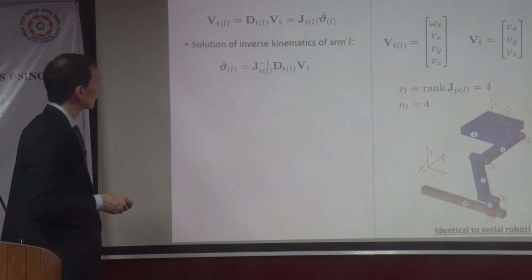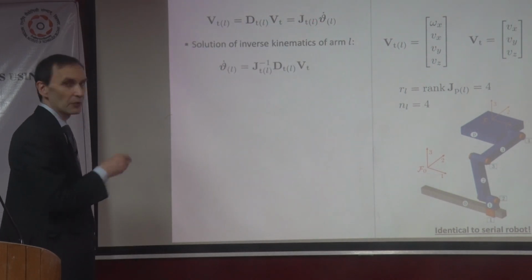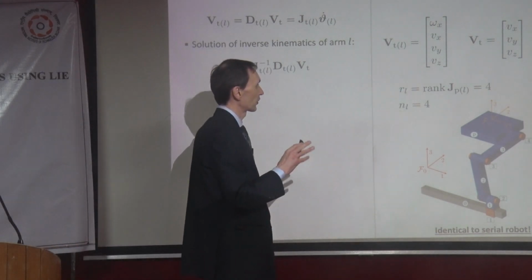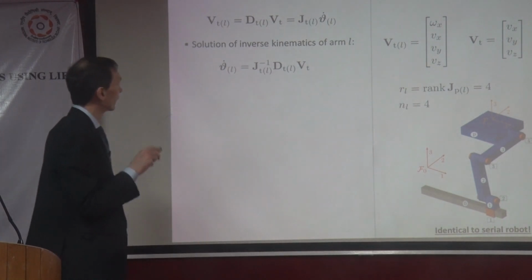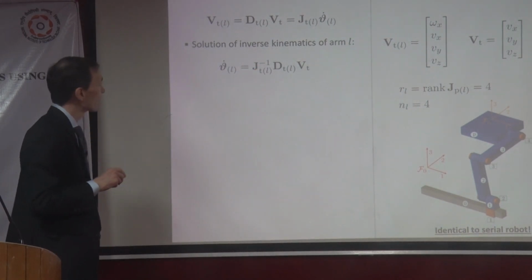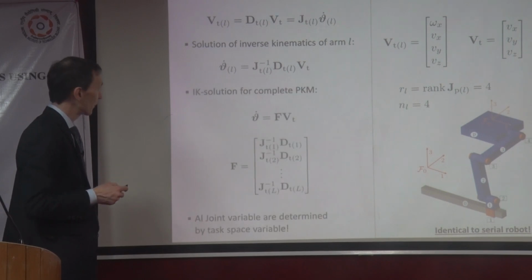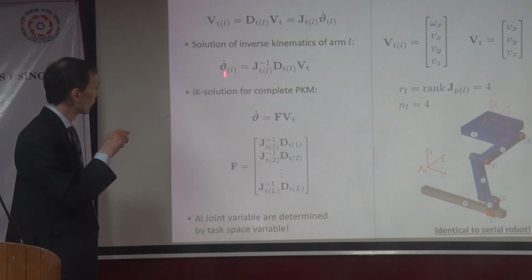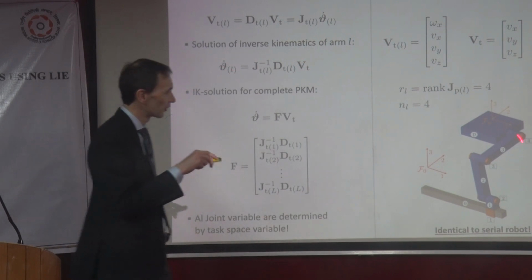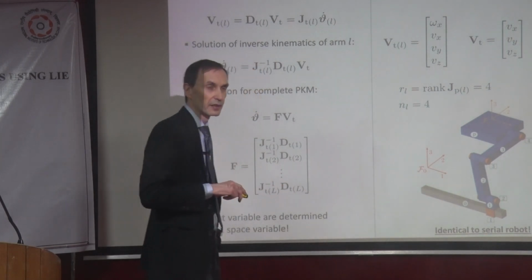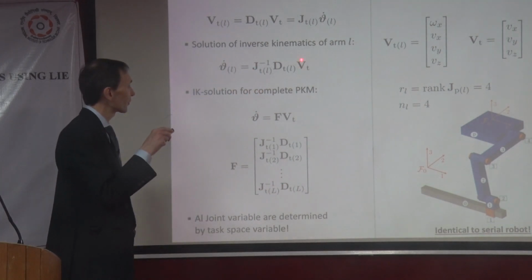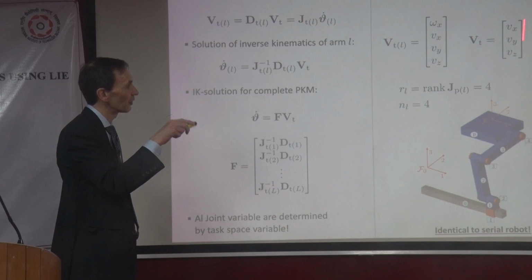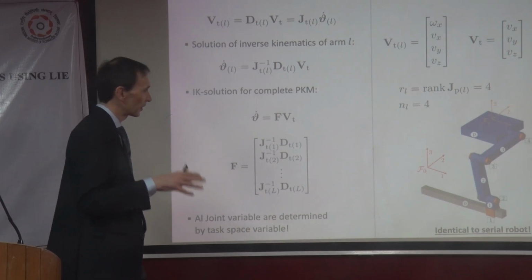And what I can say now is that I know that this J was invertible, right? Remember, it was for this case a 4 times 4 invertible matrix, okay? Which means that I can invert it. And this is the key step actually, because now I can express all the joint velocities in all the limbs by using the task space velocity of the PKM, like the x, y, z velocities, okay? So this is the idea.